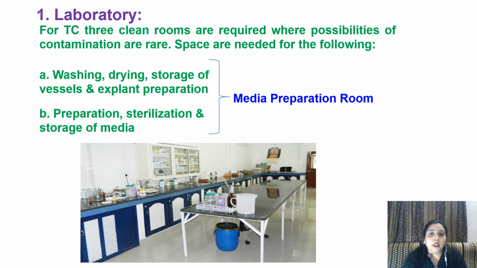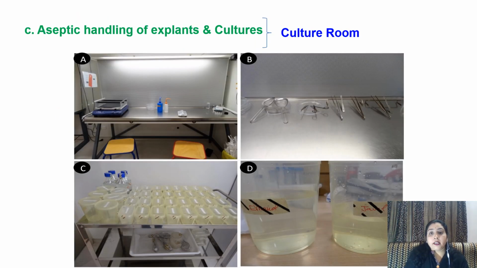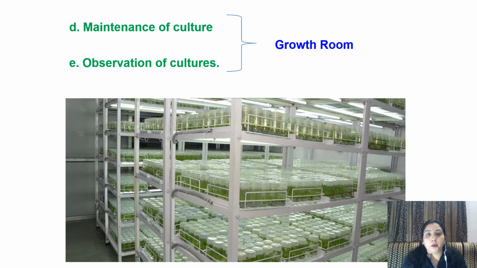First one is media preparation room, where washing, drying, storage of vessels, and explant preparation is done. Where we perform preparation, sterilization, and storage of media. Second one is culture room, where aseptic handling of explant and cultures are done. Third one is growth room, where maintenance of culture is done and observation of culture is done.